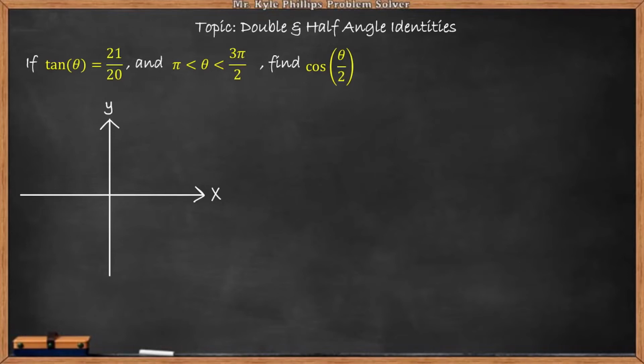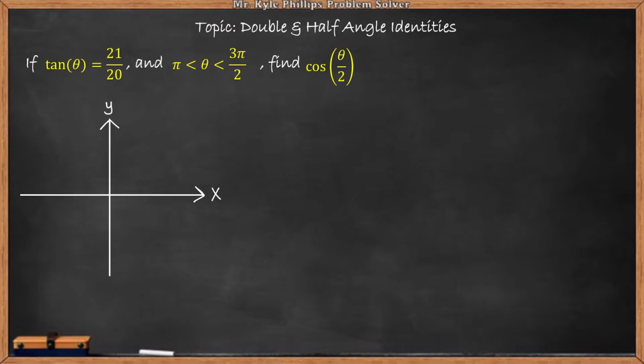Hey everybody. So in this video, we are looking at double and half angle identities. In this problem, it says if tangent of theta is 21 over 20 and theta is in between pi and 3 pi halves, find cosine of theta over 2. So this is a half angle identity.